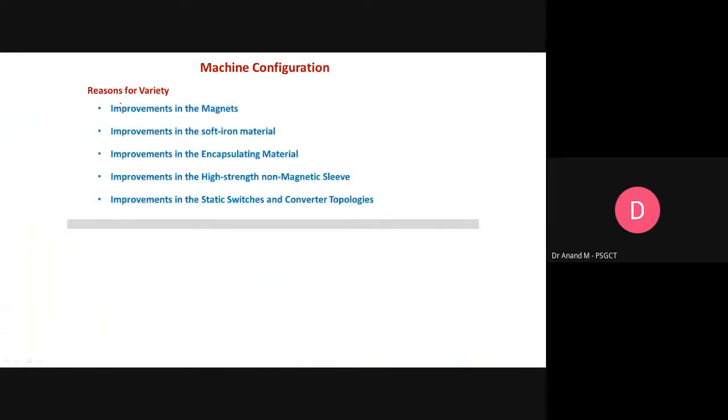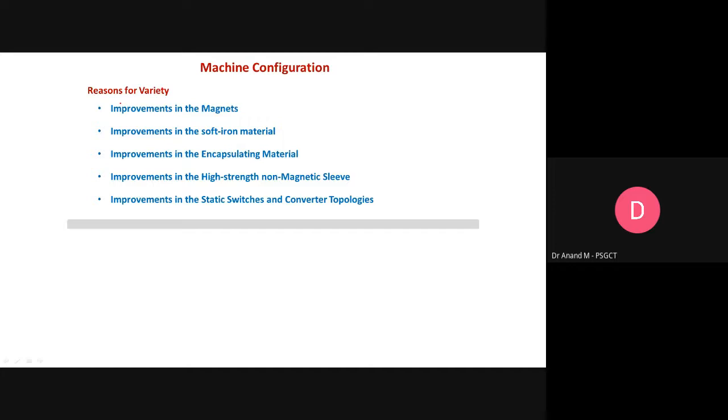The next one: why do we need a variety of reasons for selecting an electromagnetic drive? What are the reasons or the requirements? They come from different corners. A few corners we can address. There should be a proper selection of the magnet. There should be proper concern for the soft iron material. As we discussed, the lamination is nothing but a soft iron material, yielding very little core loss and maximizing the power density and flux density.